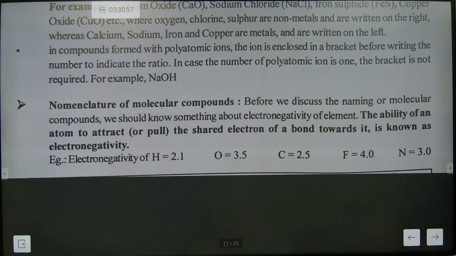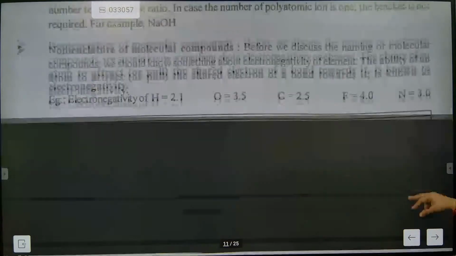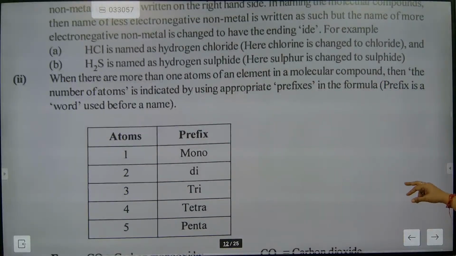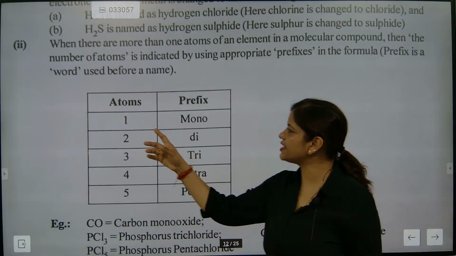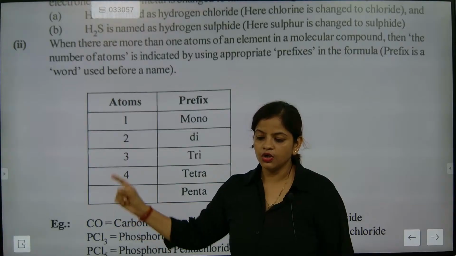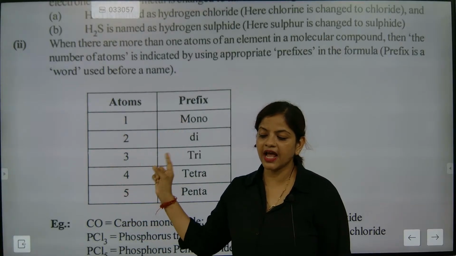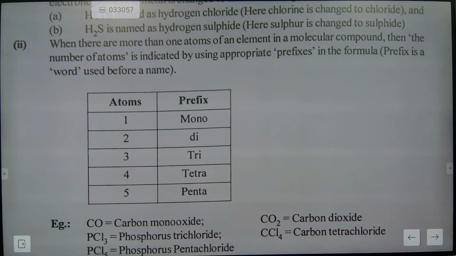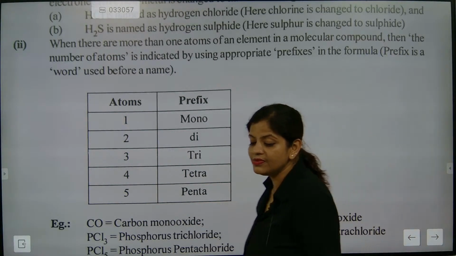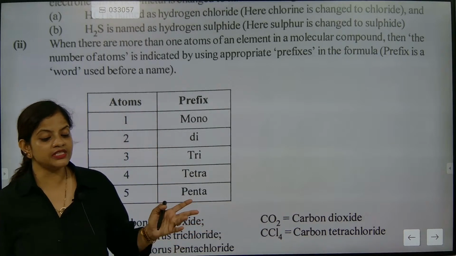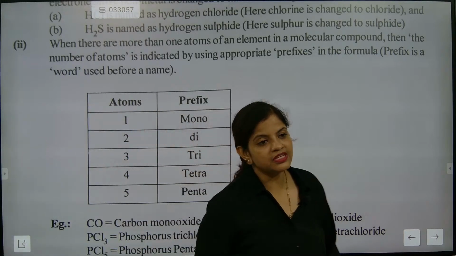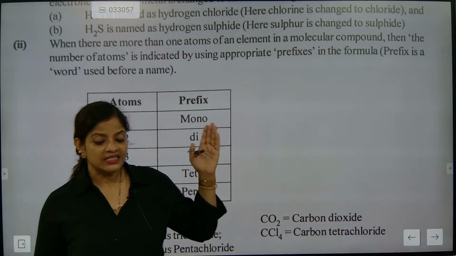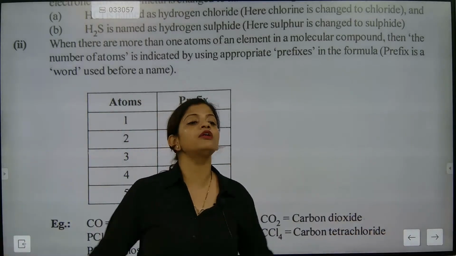So nomenclature of molecular formula we are going to understand in the next part, but for now it is not that much, just the atom prefix. Like this, you note down. If atoms are there, one atom means mono, 2 means di, 3 means tri, 4 means tetra, 5 means penta. Understood? So one atom means monoatomic, 2 atoms diatomic, 3 atoms triatomic, 4 atoms tetraatomic, and 5 atoms pentaatomic. 6 atoms and after that is hexaatomic or polyatomic.